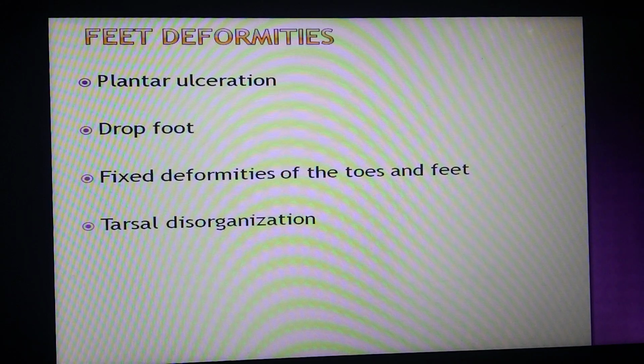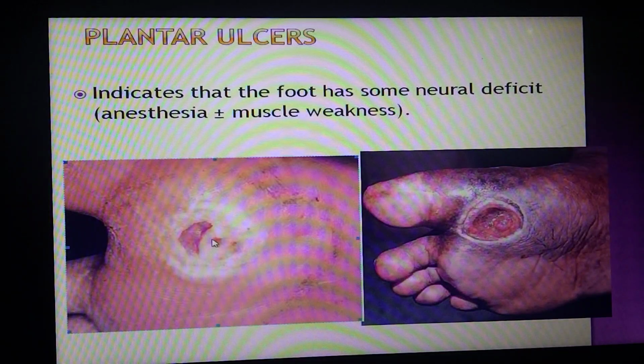The next we have is foot deformities. The first foot deformity is plantar ulceration, foot drop, fixed deformities of the toes and feet. Later, at last we have tarsal disorganization. The next we have plantar ulcers, as you can see in this picture. This is what we call plantar ulcers on the foot. They indicate that the foot has some neural deficit. We call it anesthesia or muscle weakness.